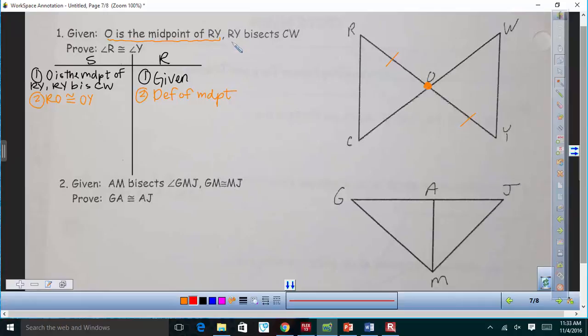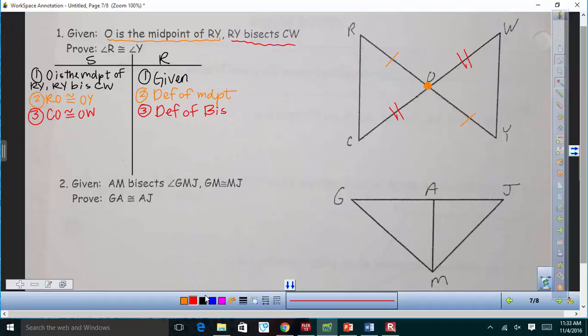Okay, the next thing I want to label is RY bisects CW. So RY is cutting CW into 2 equal parts. So right here where it splits, it's going to make CO congruent to OW. Now, does it say that up there? No. Nope, so we need to write it down. CO is congruent to OW, and what would that definition be? Very good. Definition of bisect.